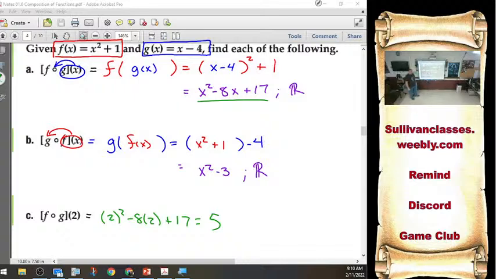The f of g rule. If I have the rule, I can just plug it into the rule. Where I've got to be careful is that I already checked for restrictions to the domain.